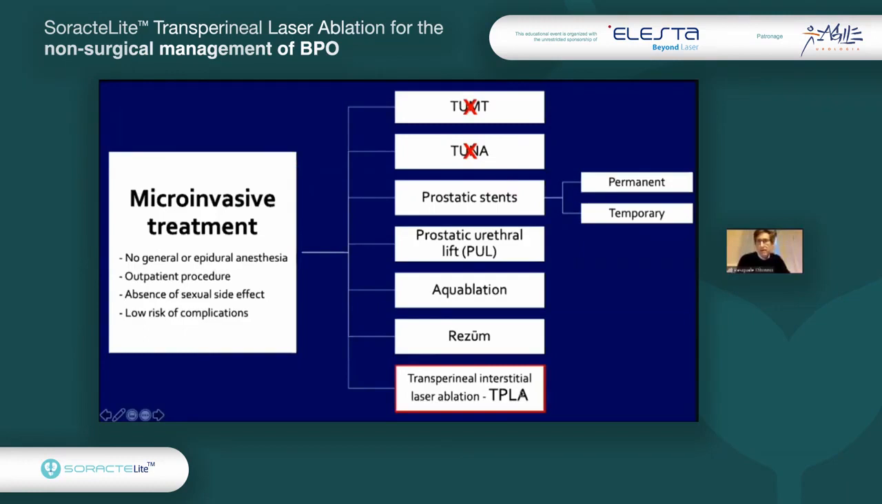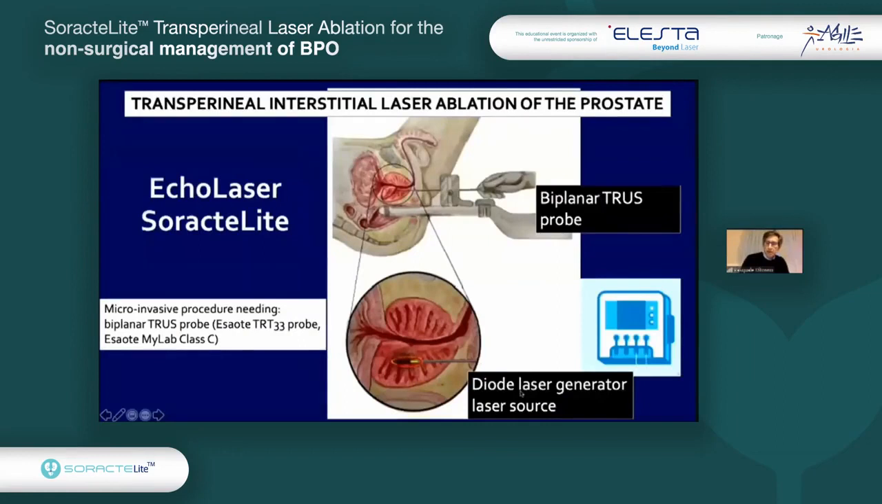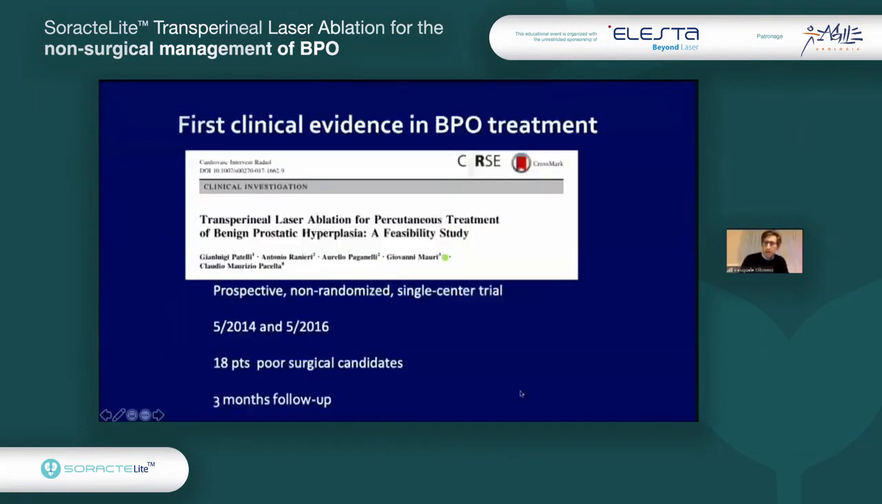If you are old, as old as me, you started this kind of procedure in the late 80s with thermotherapy such as TUMT and TUNA, that are not used anymore. And now there are many new ways like prostatic stent, prostatic artery embolization, Aquablation, Rezum, and lately the TPLA, transperineal interstitial laser ablation. The literature we are going to talk about is a little bit scanty.